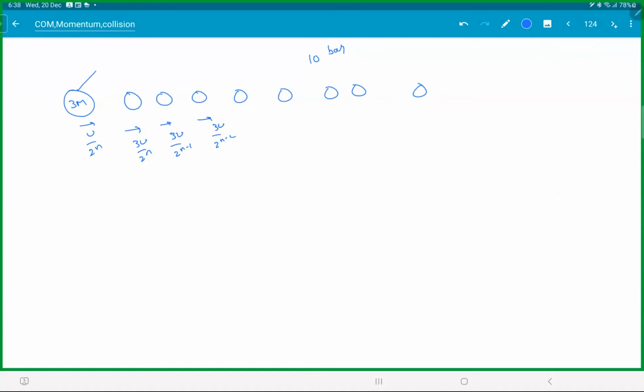Get the sequence? We can play like that. This guy will be 3u by 2. So if there are 10 balls, or n balls, this is the sequence. You can put n as 10 and finish it off. So you can do this even for multiple things.